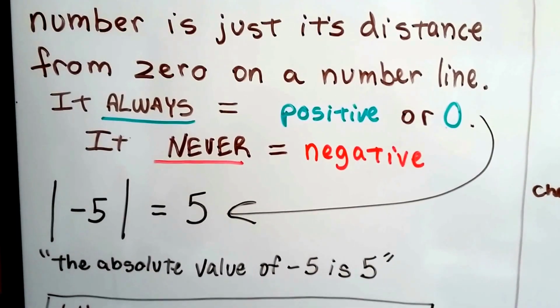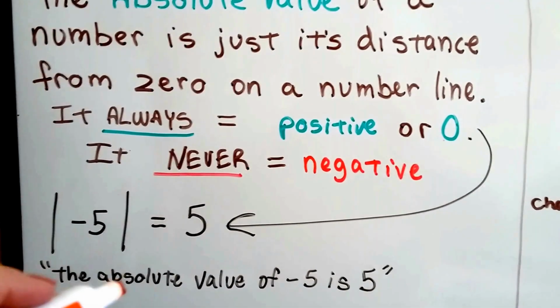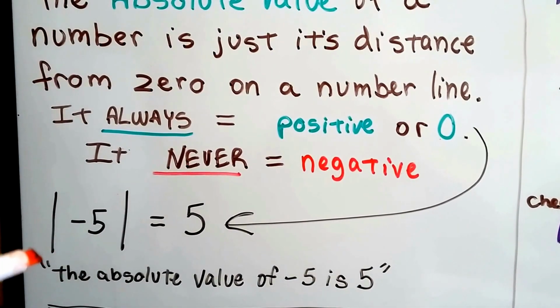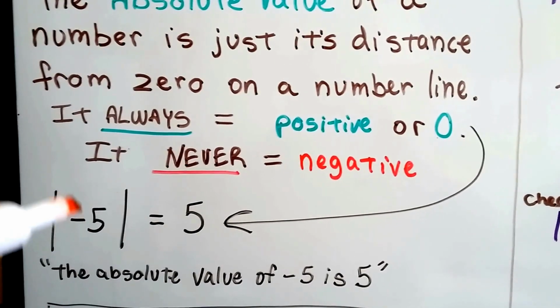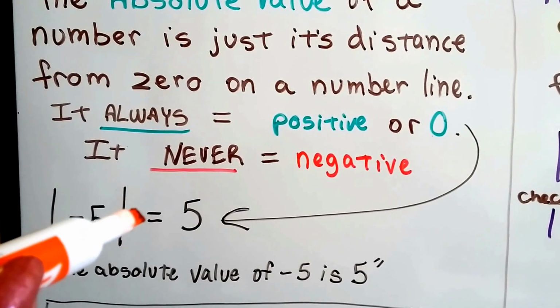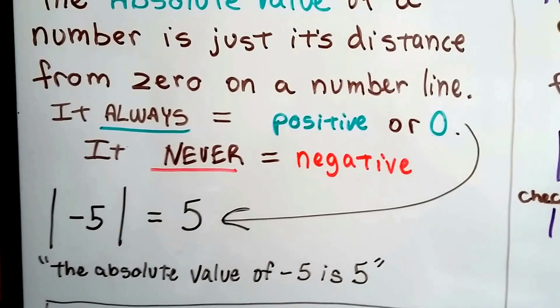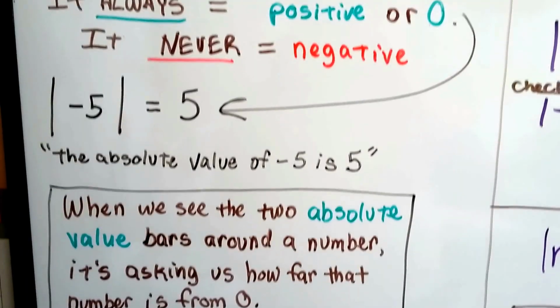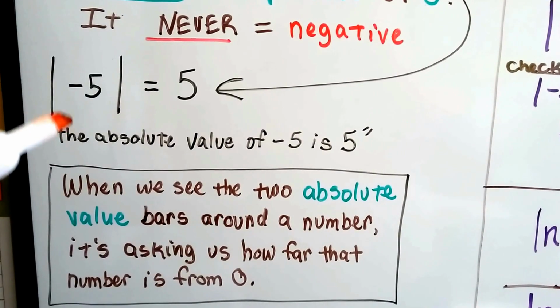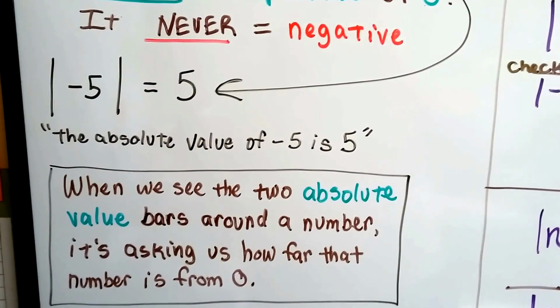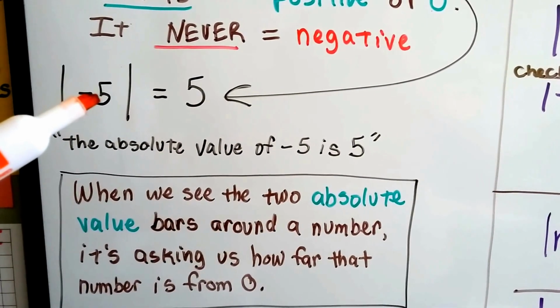So this is read as, when you see these two long lines around a number, the absolute value of negative 5 is 5. That's how you would read it, okay? When we see the two absolute value bars around a number, it's asking us how far that number is from 0. How far is this number from 0?